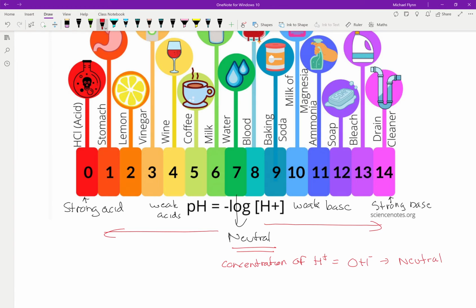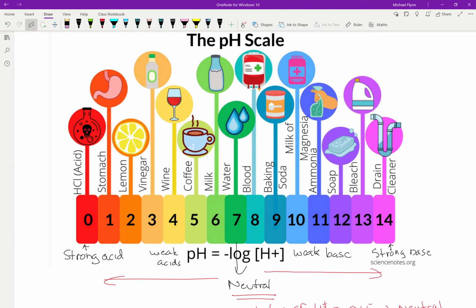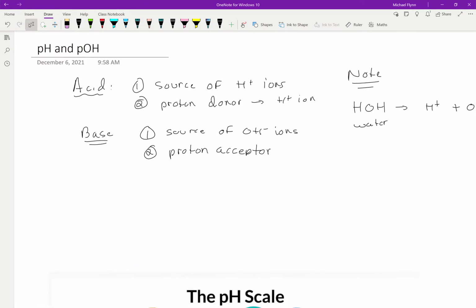So that's it. Neutral means an equal concentration of H plus and OH minus. And when H plus and OH minus combine, that's just water, right? So if it's just water, you have an equal concentration of H plus and OH minus in solution, then that is neutral. So what we're talking about on this scale is a measure of the concentration of the ions. And we're going to stick with definition number 1 today. So we know that acids are a source of hydrogen ions, H plus, but bases are a source of OH minus. So we're going to stick with that one today to explain the pH and pOH scale, because this is the one that makes the most sense with this scale.